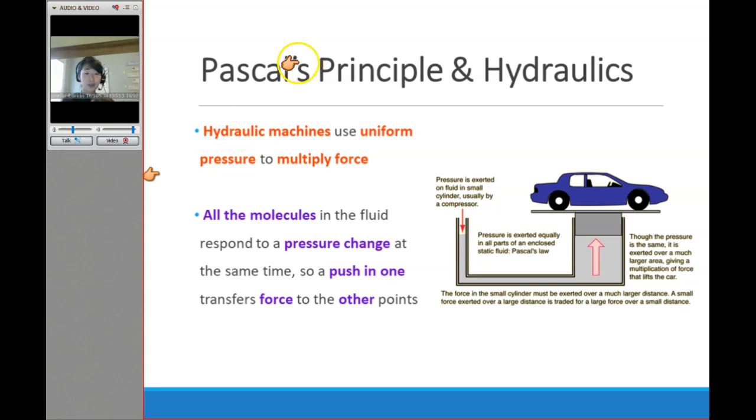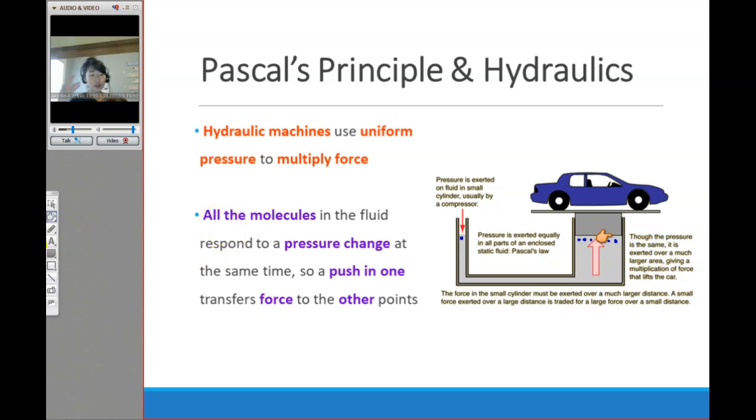So this is using Pascal's principle. So remember, all the molecules in a fluid are going to respond to a pressure change at the same time. So if you push on one part of the fluid, that's going to transfer force to all the other parts of the fluid, okay? So let's take a look here. Imagine that we have a bunch of different points of our fluid here. So I'm going to go ahead and draw these, right? So we have one point of fluid right here. And then we have 1, 2, 3, 4, 5, 6 points of fluid over here. Okay, smiley faces if you're following along with me so far. So far we've got just a single point of fluid here and then about 6 points of fluid over here.